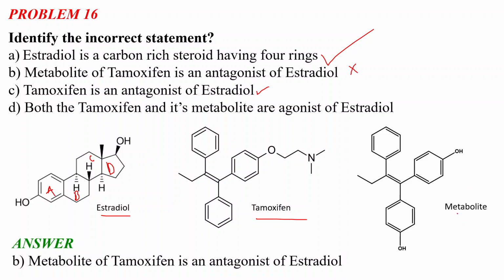This is the metabolite of tamoxifen, but it is the agonist of estradiol, not the antagonist. Tamoxifen is the antagonist of estradiol, but its metabolite is the agonist of estradiol. So your option D is also incorrect, because both tamoxifen and its metabolite are not agonists of estradiol. So it is incorrect.